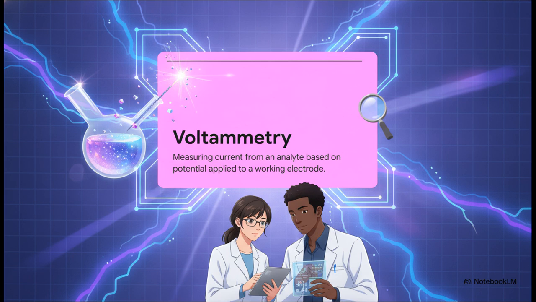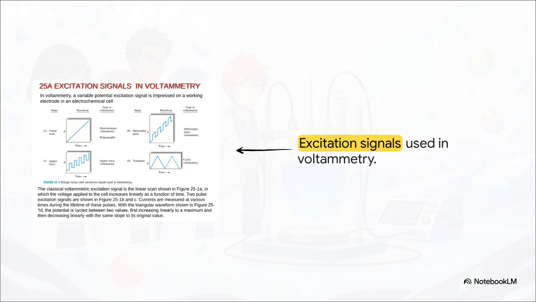Analytical chemists use this all the time because it gives us phenomenal sensitivity over a massive linear concentration range, and that goes for both inorganic and organic substances. And the waveforms brilliantly illustrate exactly how we apply that force. In voltammetry, we impress a variable potential, called an excitation signal, onto our cell. You've got the classical linear scan, where voltage simply increases linearly with time.